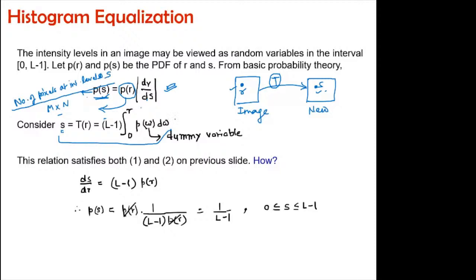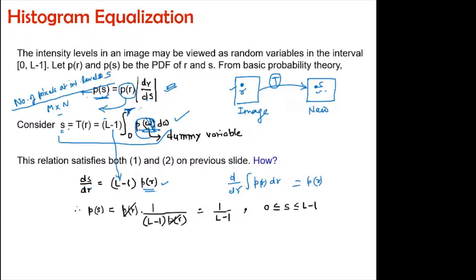If we define this mapping, then we can show that ds by dr is so much. If you differentiate this with respect to r, L minus 1 will remain, and the differentiation of the integration of pr, since r is the limit, so the differentiation of the integration of pr will be just pr. d by dr of integration of pr dr will be simply pr. This sort of thing I am saying. First we did the integration, then the differentiation, so the same thing comes back.